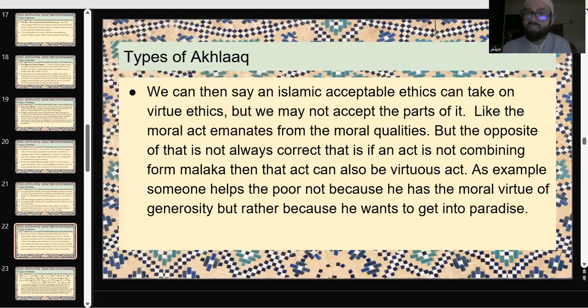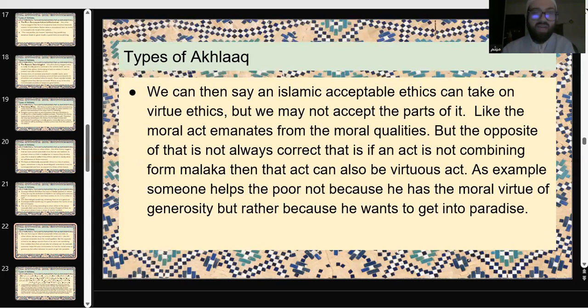So the opposite of that is not always correct. Like if an act is not coming from a malaka, then that act can also be a virtuous act. As an example, someone helps the poor not because he has the virtue of generosity, but rather because he wants to get into paradise. He's looking out for his own self.